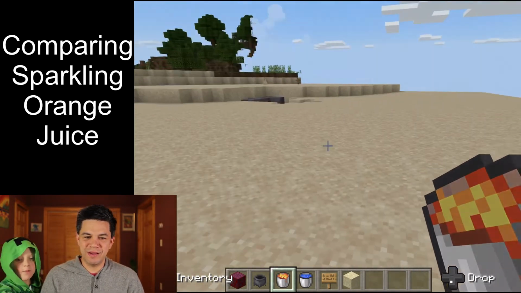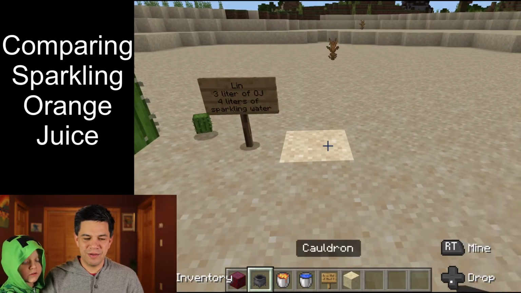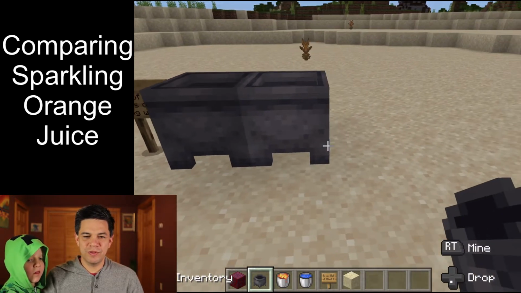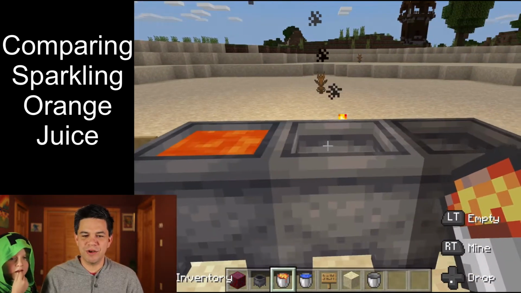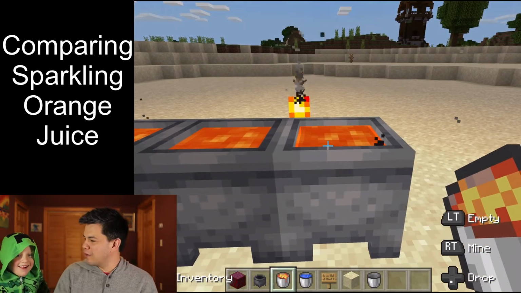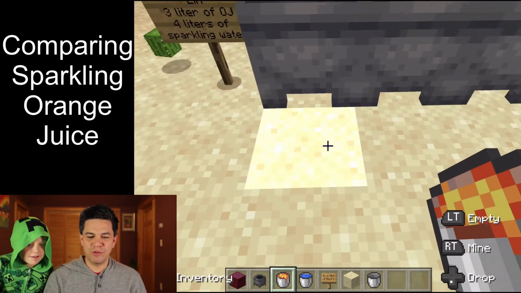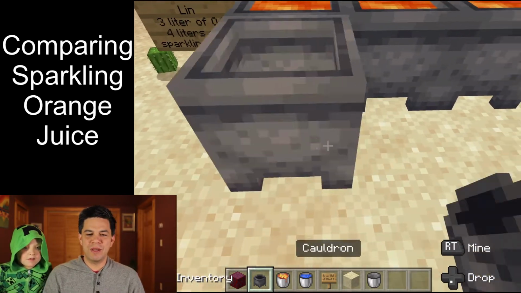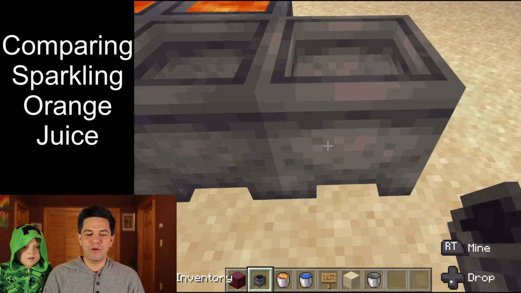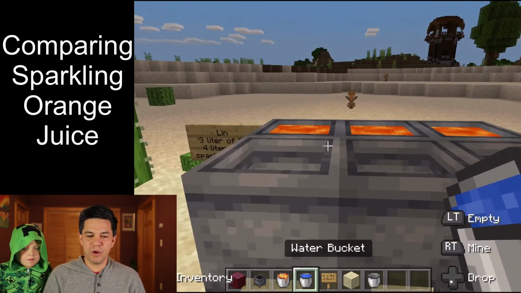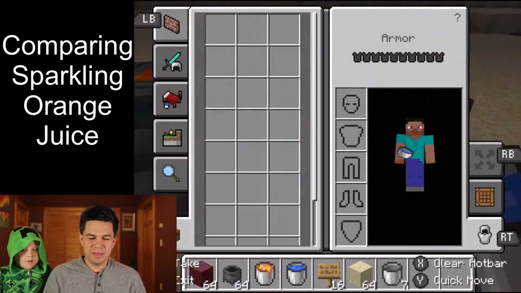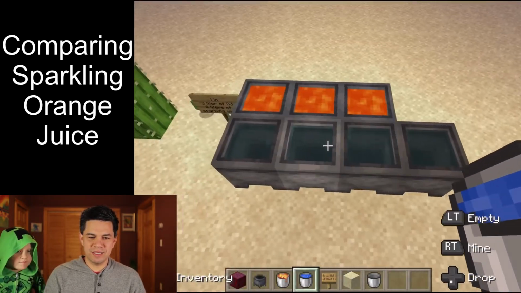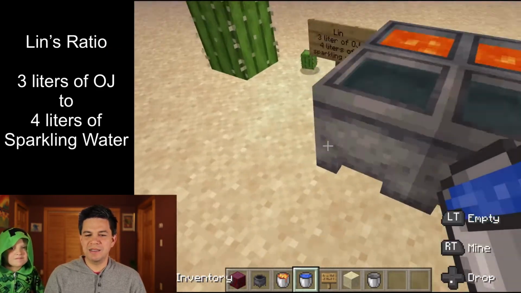You have to place the cauldron first. Oh, the cauldron. Okay. Then you place the lava. 3. There's 3 liters of orange juice, and each cauldron is going to represent 1 liter of orange juice, and then we're going to have 1, 2, 3, 4 cauldrons of sparkling water. All right. Whoa. So take a look at this. This is going to represent Lynn's ratio.